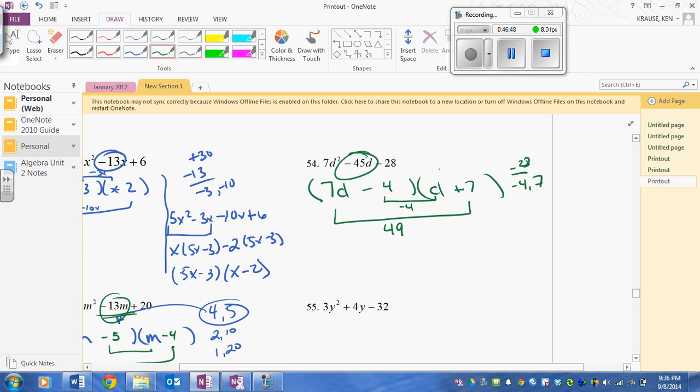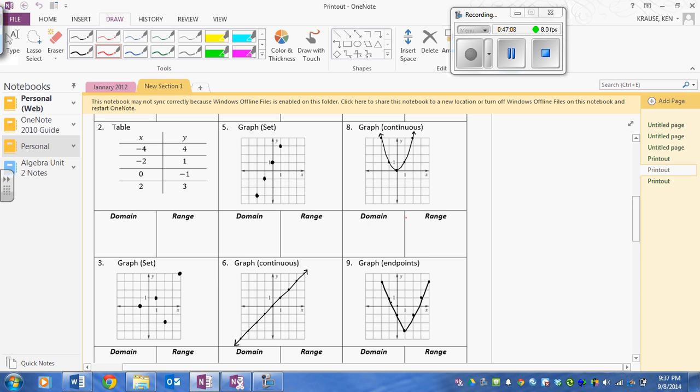I want negative. So my signs are a little bit off. I'll just change this to a negative. This to a positive. It makes negative 45. Positive 4. Which adds up to negative 49. Alright, you want product sum?